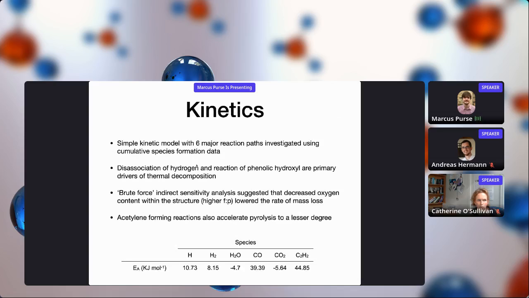We also came up with a simple kinetic model with 6 major reaction paths investigated. We found that dissociation of hydrogen and reaction of phenolic hydroxyl are primarily drivers of thermal decomposition. Decreased oxygen content seemed to lower the rate of mass loss, which would make sense given this. Acetylene formation reactions also seem to accelerate pyrolysis, which we see from the ring forming. It's interesting to note that the amount of water and carbon dioxide formed at higher temperatures actually decreases. This could be because those reaction pathways are less apparent, or because they are taking part in forward reactions.